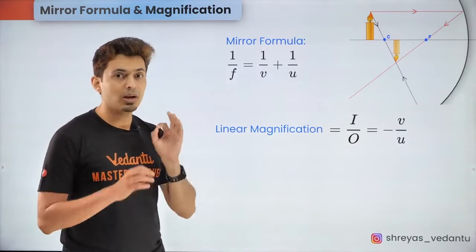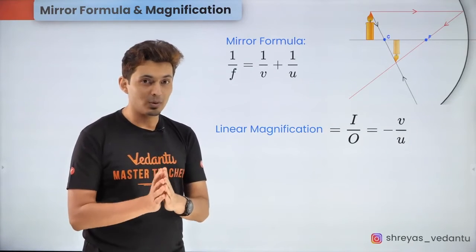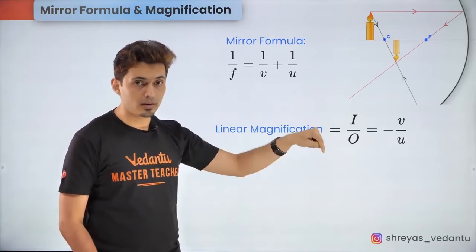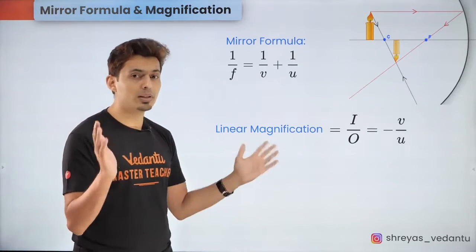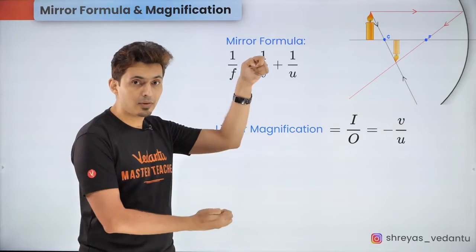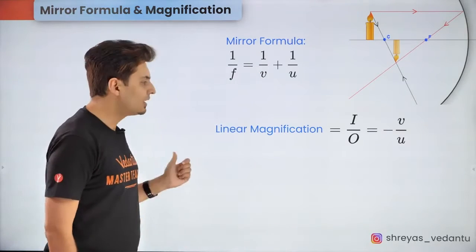Now if this ratio comes out to be positive, then the image is erect. If this ratio comes out to be negative, then the image is inverted. And if the magnitude of this magnification comes out to be more than 1, then the image is magnified. And if the magnitude comes out to be less than 1, then the image is diminished.